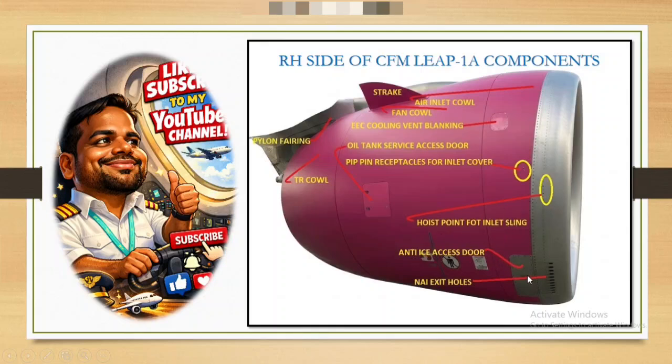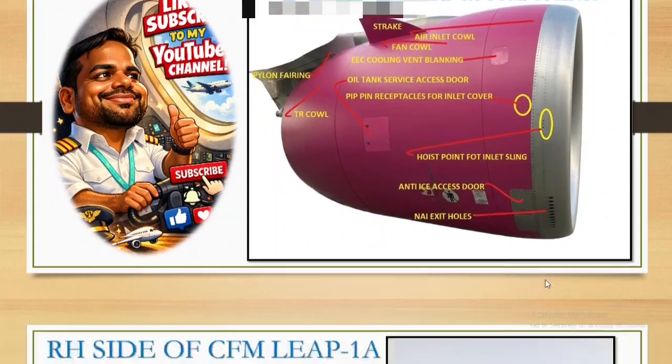This is your anti-ice access door for the nozzle. In case of tip replacement requirement, you have to get access from here. This is a nacelle anti-ice exit hole. After doing anti-ice of the inlet lip area, hot air will exit from these 11 holes. So this is the right side external component.